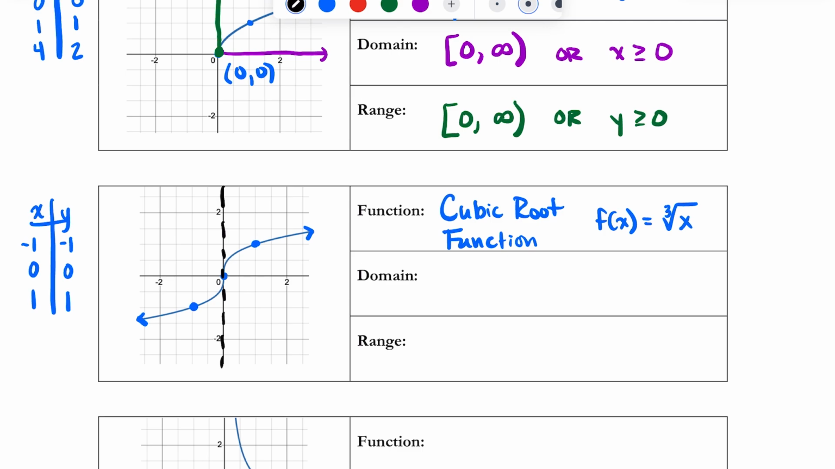But this is actually going to pass that vertical line test. And so this is still a function. So keep that there. That is still a function. Now let's talk about domain and range.